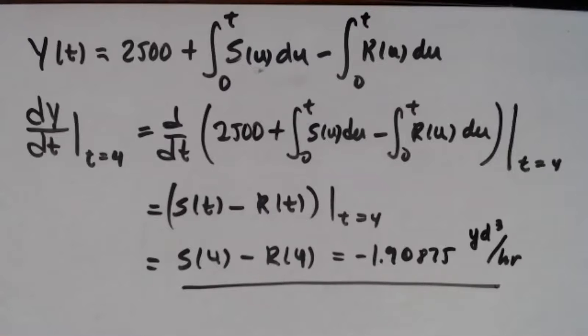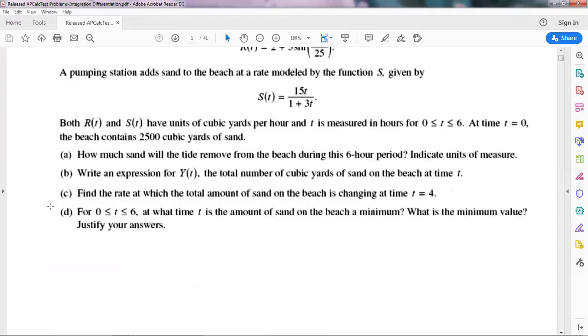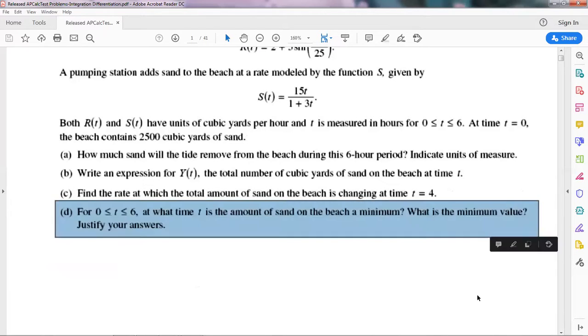Okay. Another one, the last question, right here. For the time 0 to 6, at what time t is the amount of sand on the beach a minimum? What is the minimum value? Justify your answers. There are different ways to do this one, right?